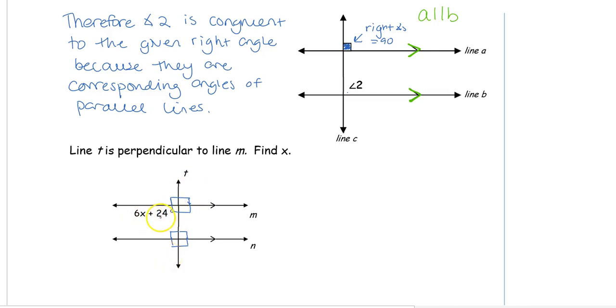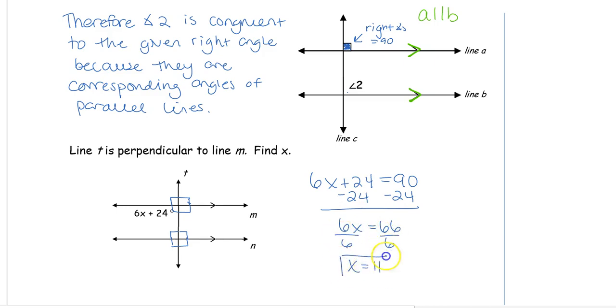This angle right here is 6x plus 24. If this is a right angle, 6x plus 24 has to equal 90 degrees. Remember, we're crossing that equal sign, so we have to do the opposite. That leaves us with 6x is equal to 66. We undo multiplication with division, so we find that x is going to be equal to 11.